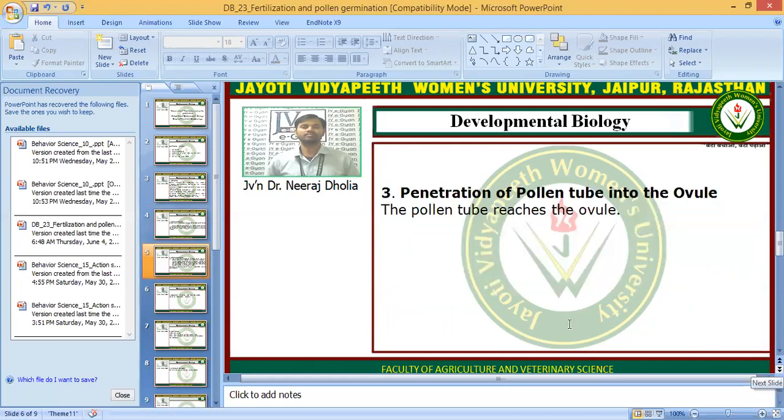Next, after the germination of the pollen tube, the step is the penetration of the pollen tube into the ovule. During the penetration process, the pollen tube reaches the ovule.